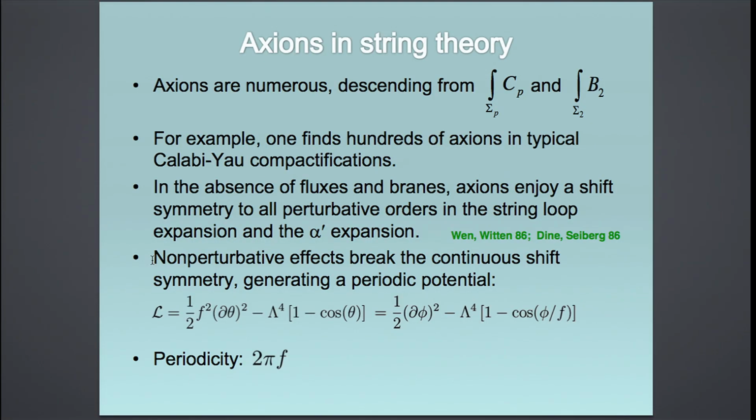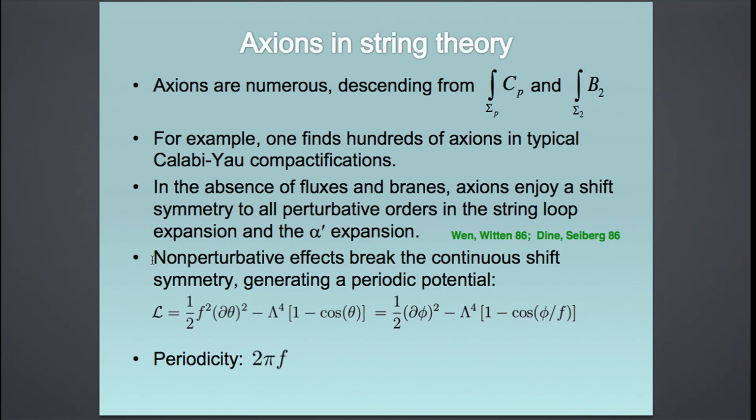And I'm going to be pretty insistent that we keep trying to push up against the constraints from the UV completion in order to learn from them. So axions arise in string theory from the integrals of p-form potentials, analogous to the one-form potential in electromagnetism, over p-cycles in the internal space. So here are the Ramond-Ramond p-form potentials and the NS-NS two-form potential. And in a typical Calabi-Yau compactification, you can easily find hundreds and hundreds of axion fields.